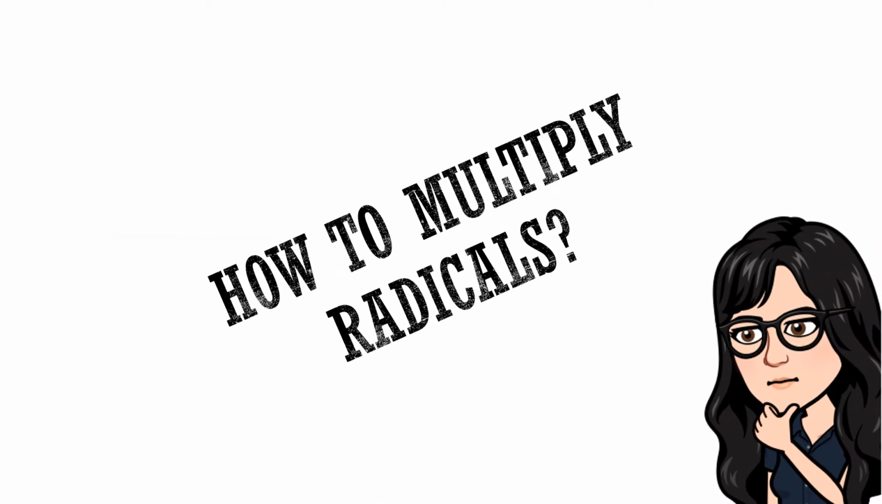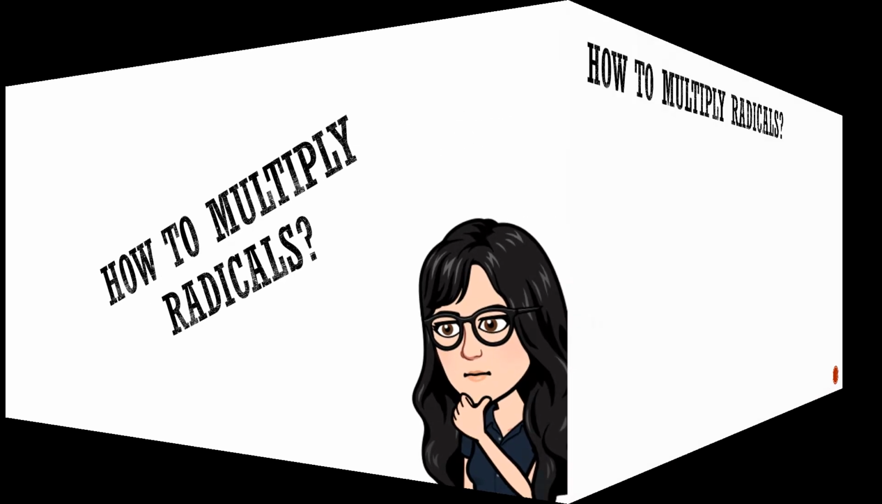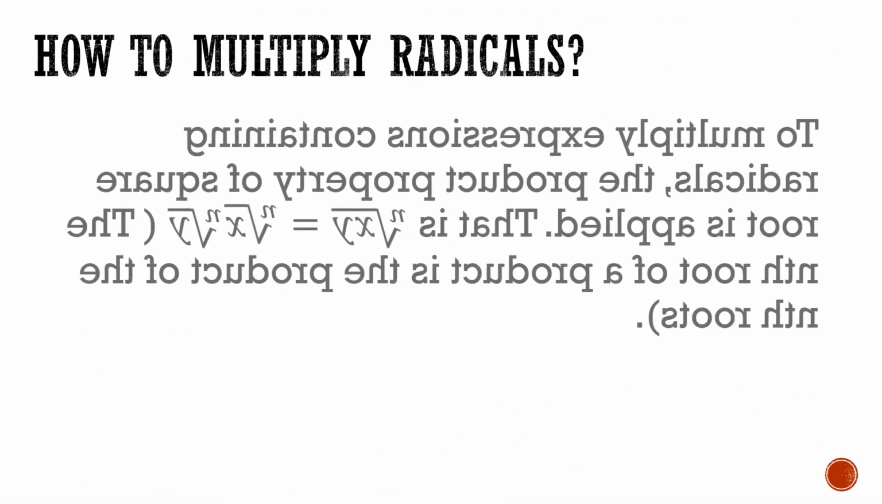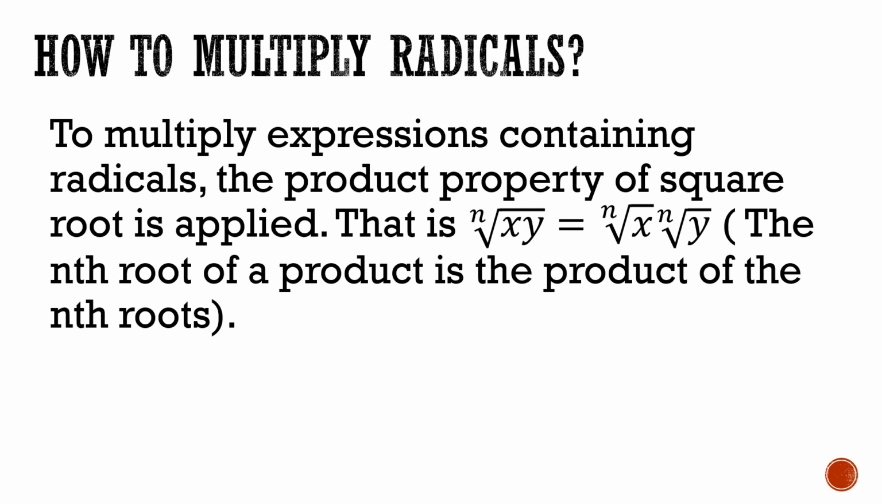How to multiply radicals? To multiply expressions containing radicals, the product property of square roots is applied. That is, the nth root of xy is equal to the nth root of x times the nth root of y. Or in words, the nth root of the product is the product of the nth roots.